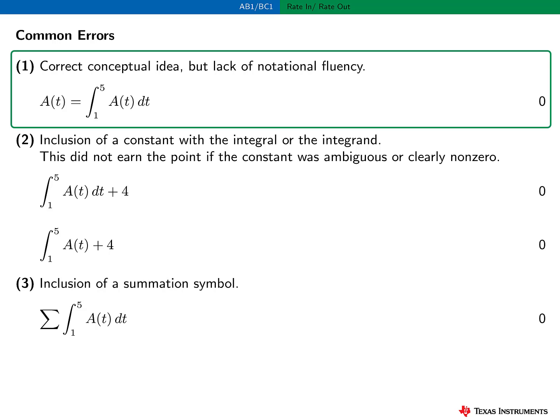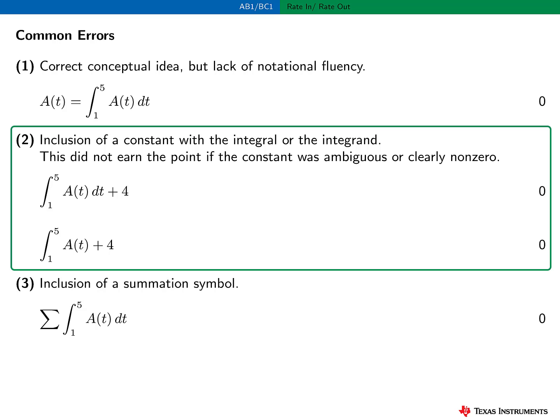Many responses conveyed the correct conceptual idea in Part A. However, some responses did not use proper notation. Here is an example. This response did not earn the point. Some responses included a constant in various locations in the expression involving an integral. Neither of these expressions earned the point.